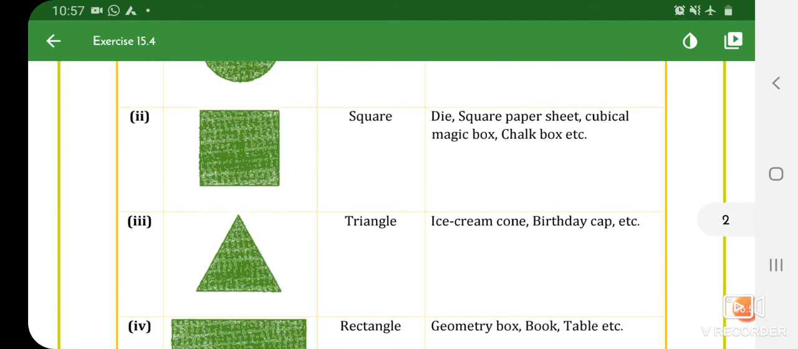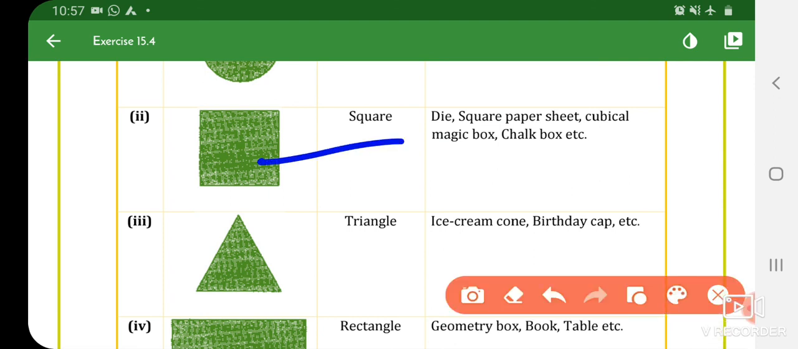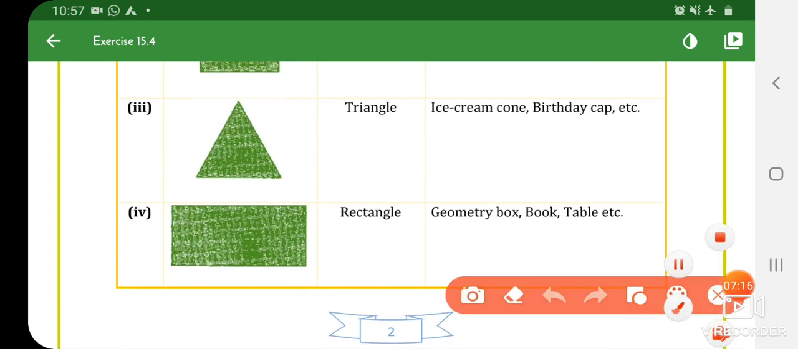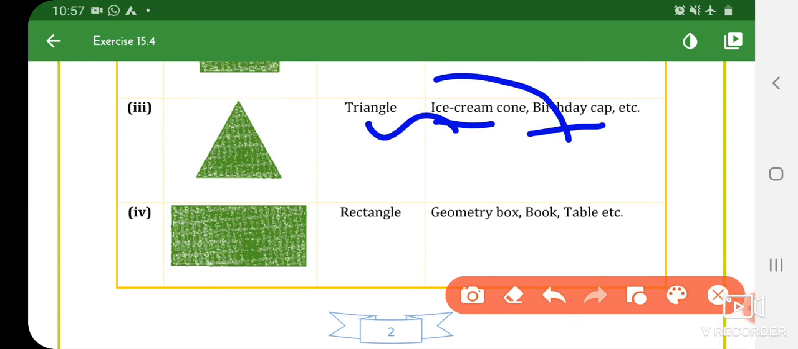In the square, a die, we can see the shadow of a die. These are like a square, okay. And a paper sheet, cubicle, magic box, chalk box, and so on, and matchbox also. In the triangle, we can see the ice cream. Ice cream cone shadow is like a triangle. Birthday cake shadow is like a triangle. And in the rectangle, geometry box and table shadow, we can see the table shadow. So these are the shape of a rectangle.